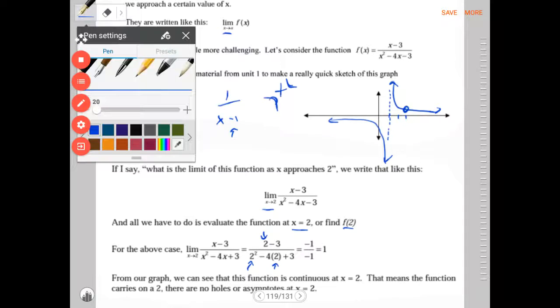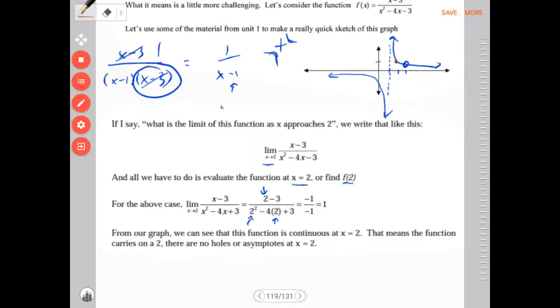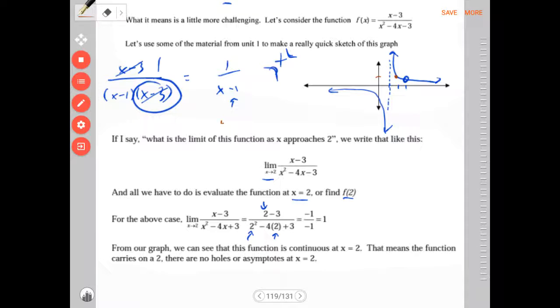If we look on the graph, and I'll write in red for us, at x equals 2, y is pretty close to where 1 should be, so it makes sense. From our graph, we can see that this function is continuous at 2. There are no holes or asymptotes right around that red line, right there. That means that the function carries on at 2. There are no holes and no asymptotes at x equals 2.